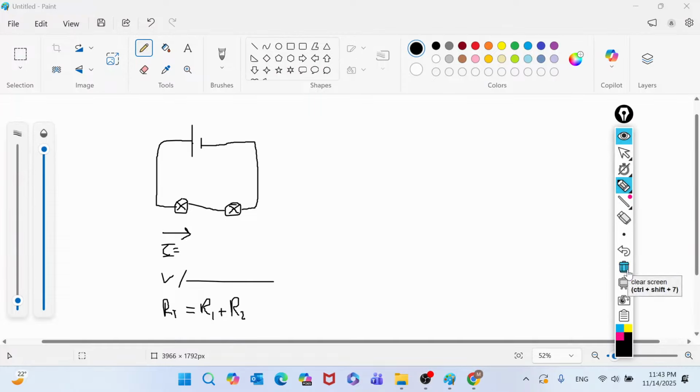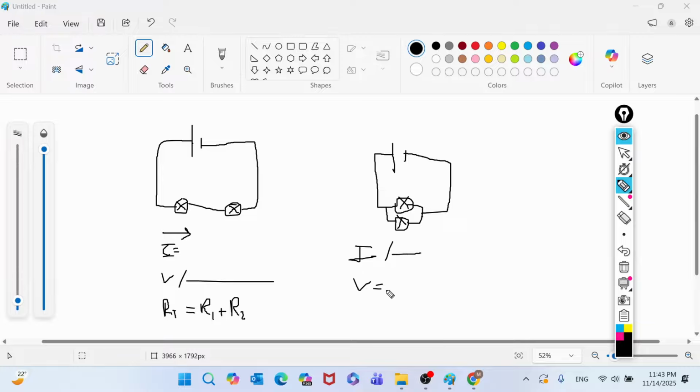Okay. Now in parallel, current splits in parallel. Voltage in parallel is equal. That's why when we measure using the voltmeter, we measure in parallel.